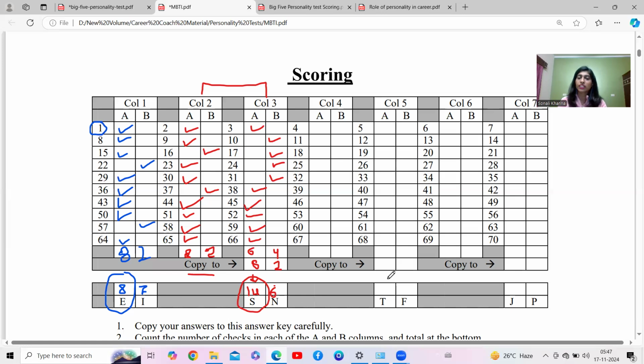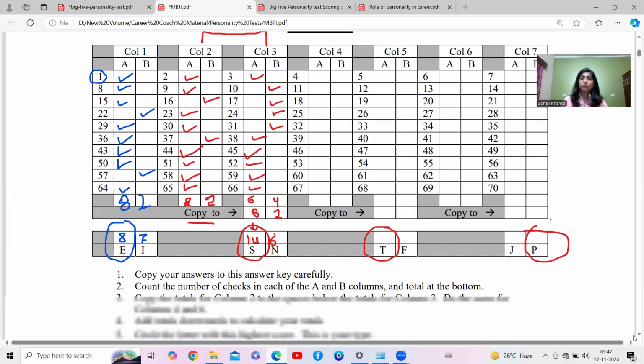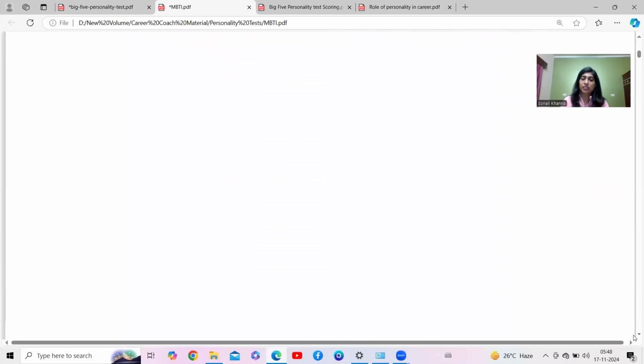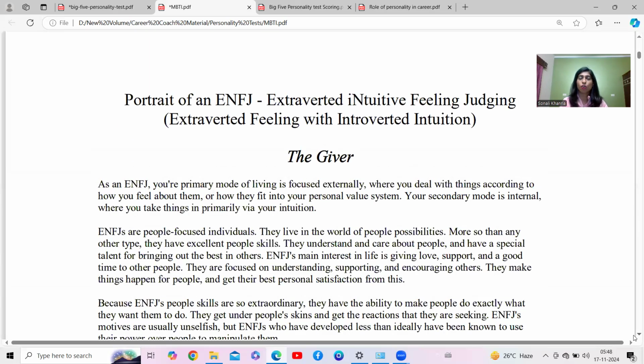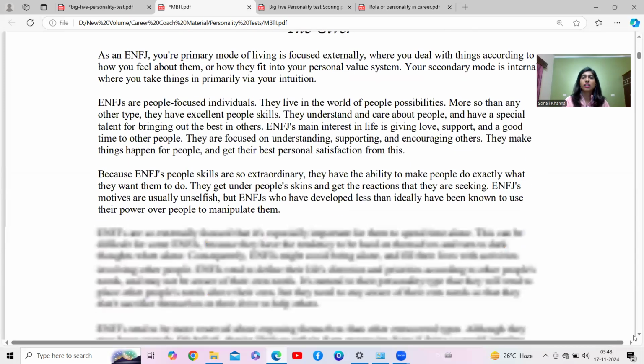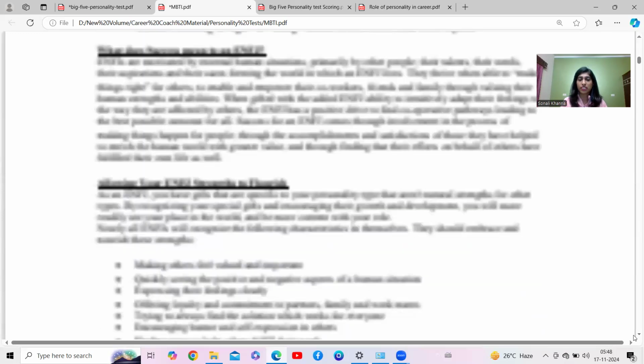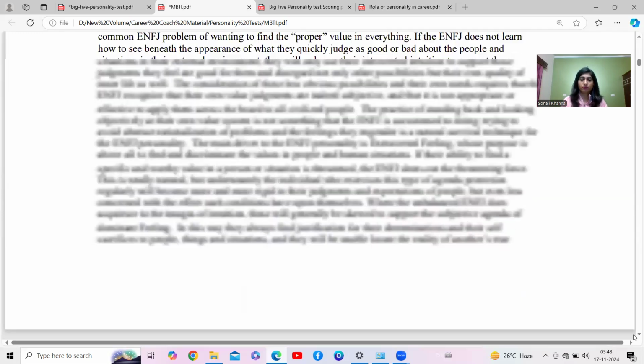Once you calculate the higher score, let's say my subject has here T and here it's P. So if you go down, all the 16 combinations have been explained in detail. So my subject has a combination of extroversion, sensing, thinking, and perception. So this is for ENFJ. They are the givers. Very elaborate explanations are given for all the combinations.